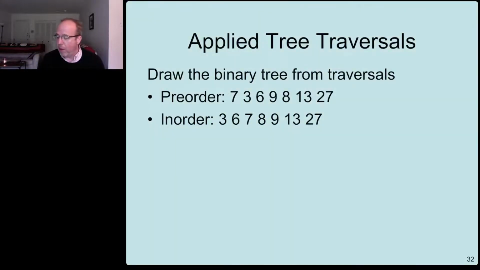So for this, we know that 7 has got to be the root. That takes care of 7. 3 is the next one that we're going to consider. 3 could be either 7's left child or the right child. We don't know yet. Now, because 3 appears to the left of 7 in the in-order traversal, that means 3 must be on the left-hand side.